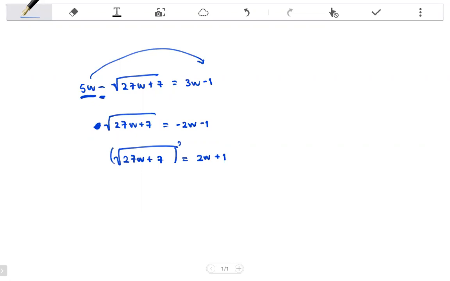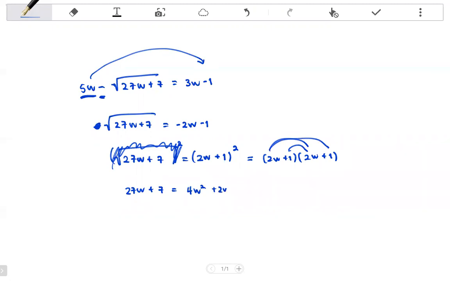all I have to do is raise it to the power of 2 on both sides. And so the radical cancels out on the left side, leaving 27w plus 7 equals, this is going to be the same as 2w plus 1 times 2w plus 1, right? So if we FOIL it out, first, outside, inside, last. First is going to be 4w squared, outside is going to be +2w, inside is going to be +2w, and last is going to be +1. And all we do is now simplify.